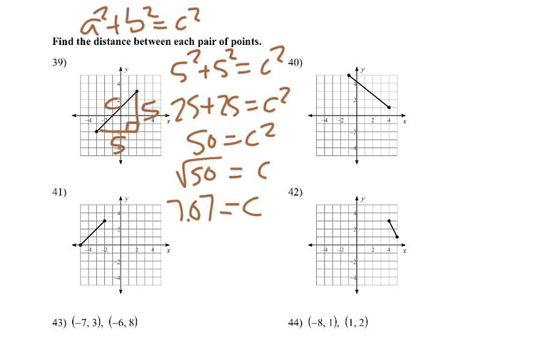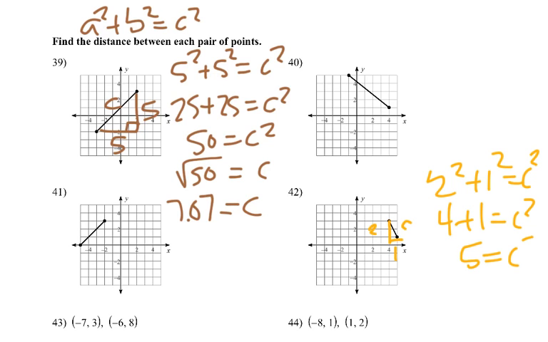Okay, so that's one way we could do it. Works for either method. So here, down 2 to the right 1. Okay, so I'd go 2 squared plus 1 squared equals c squared. 4 plus 1 gives us 5. Take the square root of both sides, and the square root of 5 would give us about 2.24.